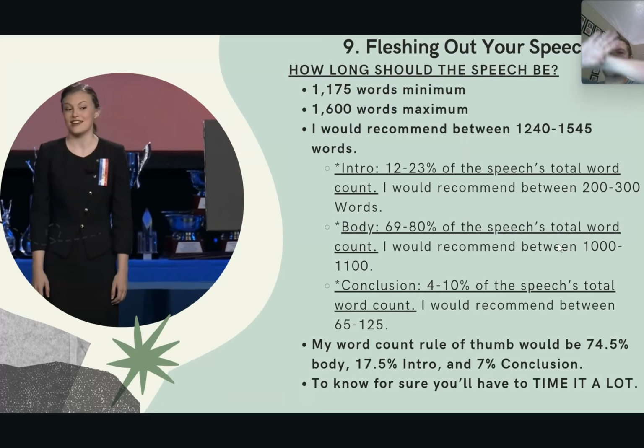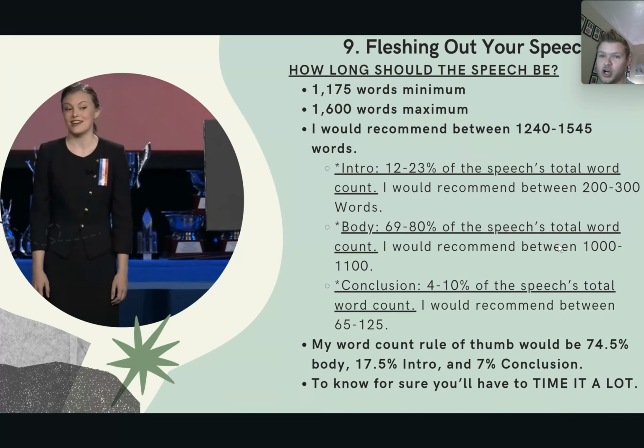My general rule of thumb for what I would suggest is that your speech should be about 74.5% of the words on your main points, 17.5% on your introduction, and about 7% of the words on the conclusion. Now, this is me over analyzing every speech in finals and looking at statistical trends and whatnot and just seeing what kind of works. But this ensures that everything is well developed enough without sacrificing something else.